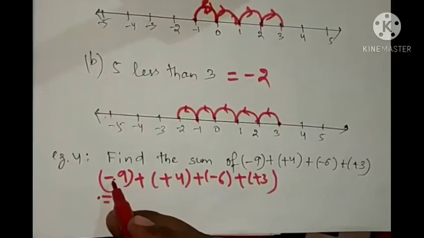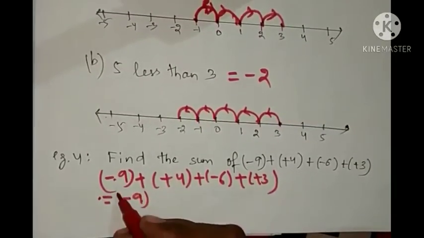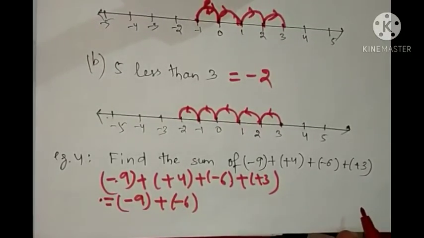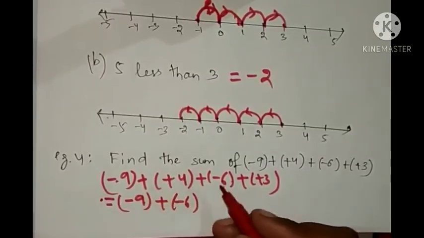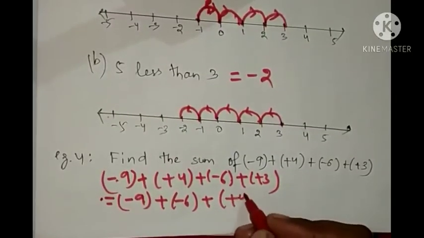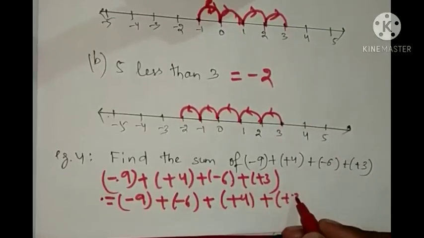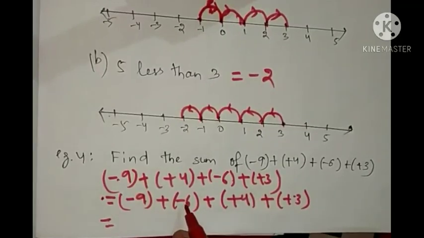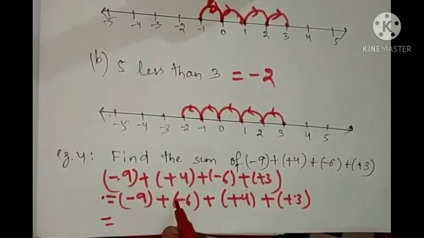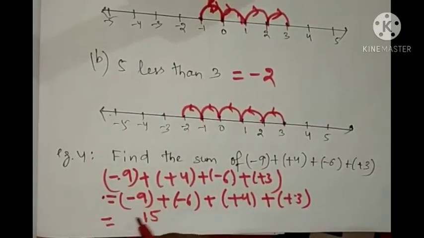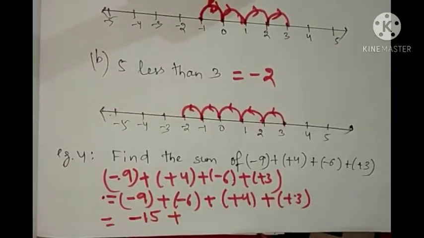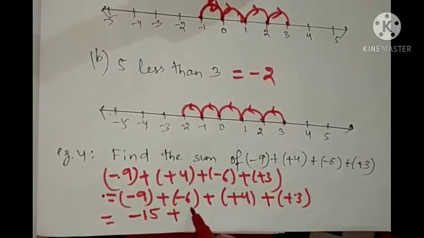So minus 9 plus minus 6. Write the minus 6; other negative integers are not here. Next you put the positive integers, plus 4 plus 3. You know when two negative integers are added, you add the numbers. 9 plus 6, how much? 15, and put the negative sign. When two positive integers are there, add them. 4 plus 3 is 7.